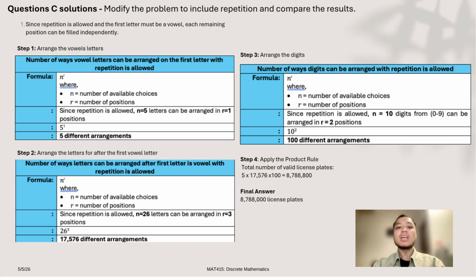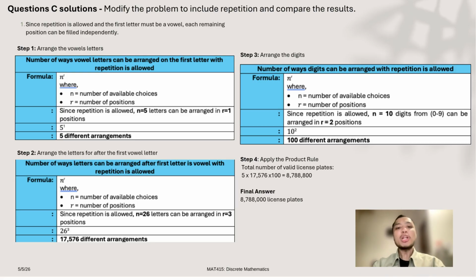And the result is 17,576 arrangements for the remaining 3 letters. For the digits, repetition is also allowed. There are 10 possible digits and 2 digit positions. So n equals 10 and r equals 2. That gives us 10 to the power of 2, which equals 100.